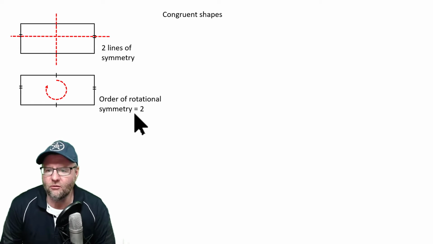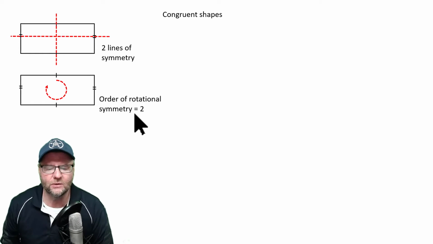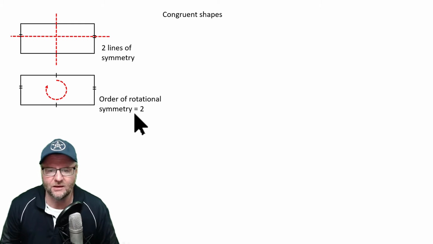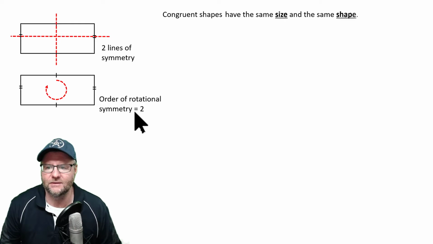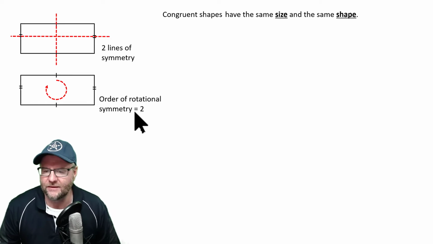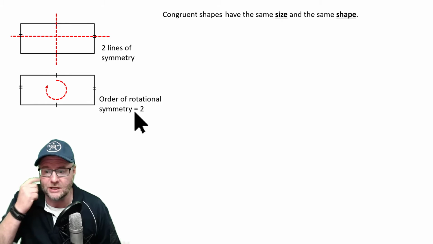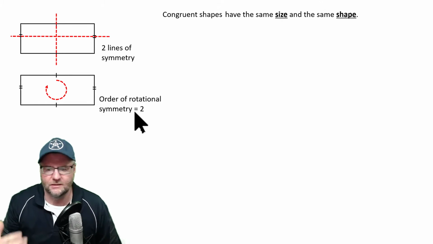All right, what about congruent shapes? Well, congruent shapes, hopefully you can remember, think of identical twins. So they have exactly the same size and they have exactly the same shape. When two shapes are congruent, they're identical to each other.